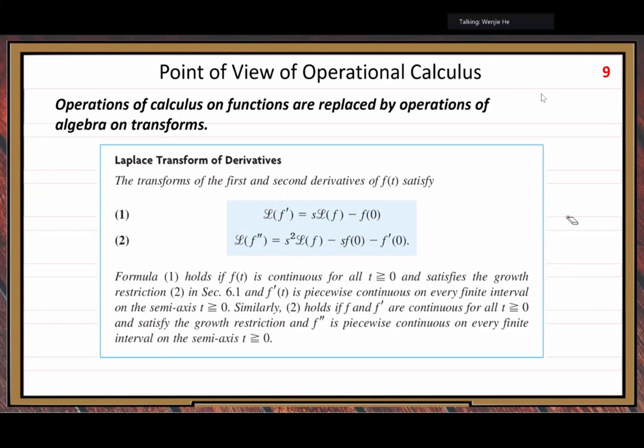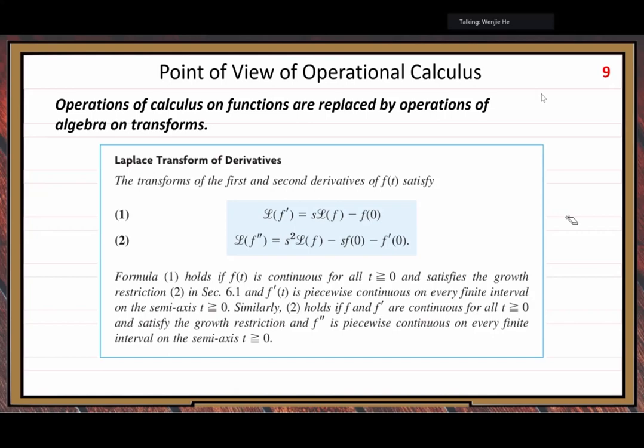Then the Laplace transform of the second derivative, that formula. So this theorem tells us that. On the next slide, I will derive these two formulas. Not very hard, just a few integrations by parts, and we can get these two formulas easily. But before we move to the next slide, I want to explain the bottom part regarding the conditions a little bit.